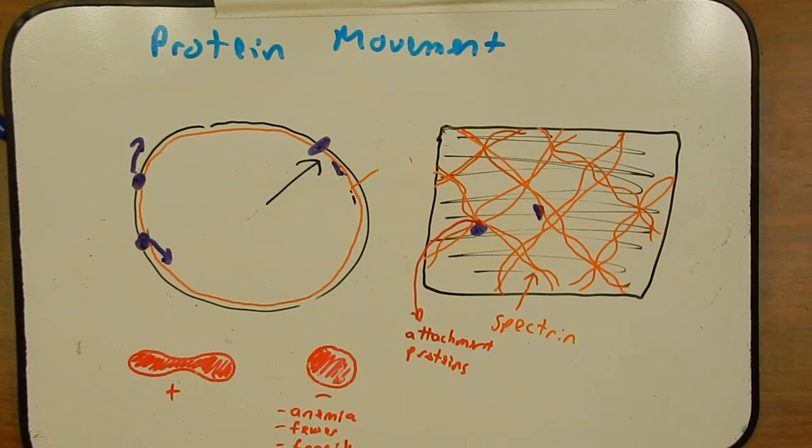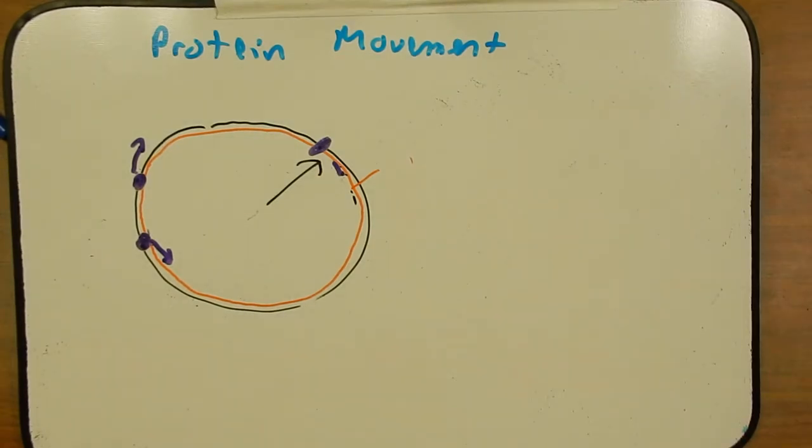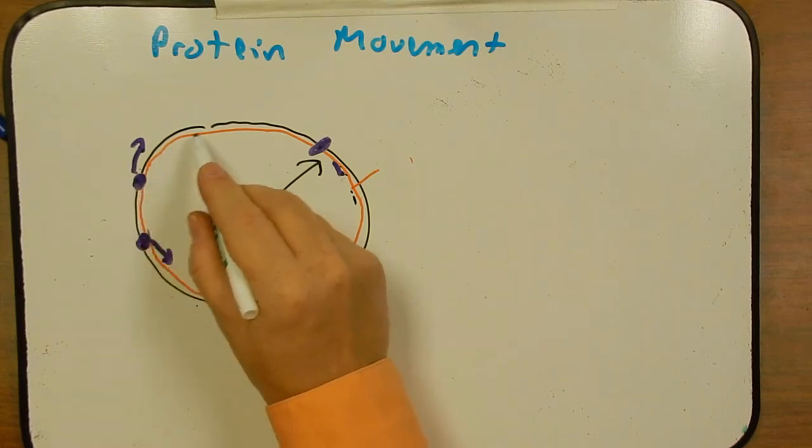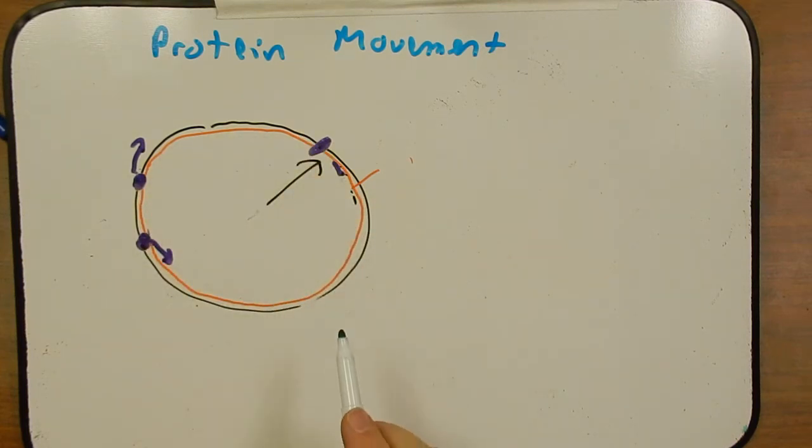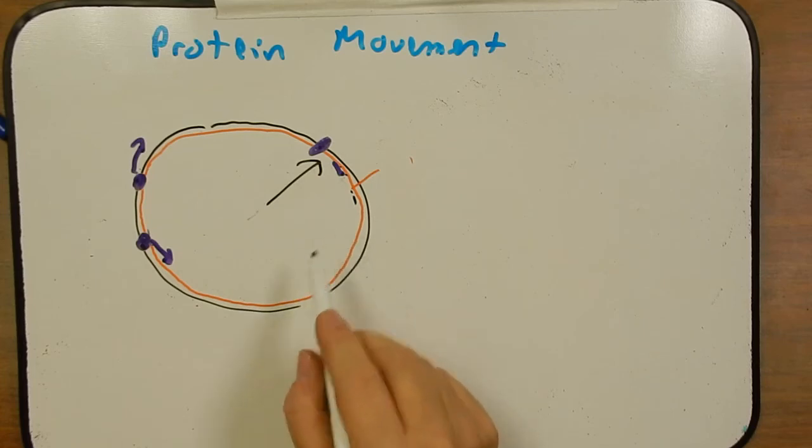And I'm going to erase this here so I can draw a different picture. So the question is, how do we keep these proteins from moving over here? Let's say for some reason we want to make sure they don't move in this direction.